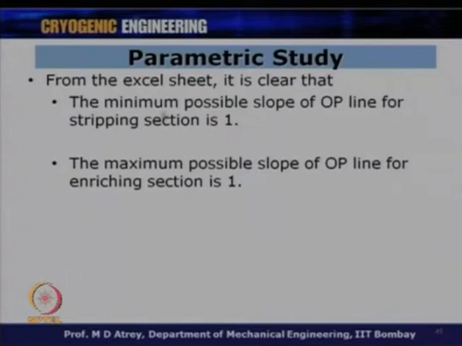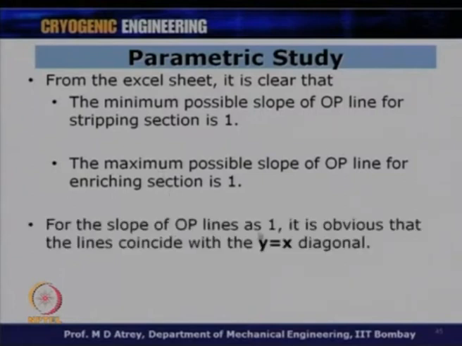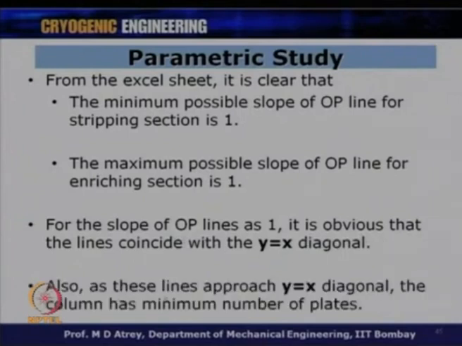Okay. So, here it is the minimum value for the stripping section, and here it is going to be the maximum value for the enriching section. For a slope of the operating line equal to 1, suppose the slope is 1 for both, minimum for this and maximum for this. Both the operating lines will get merged to y is equal to x, which is the diagonal, and in this case, as the line approaches the diagonal y is equal to x, the column will have a minimum number of plates. This is just a hypothetical situation.